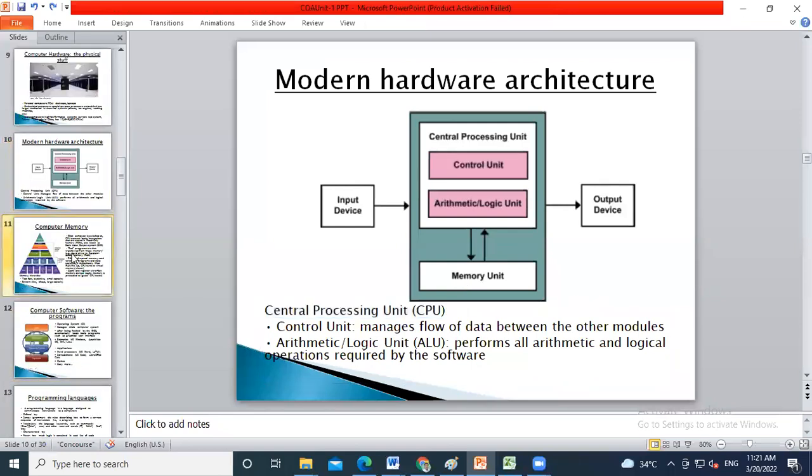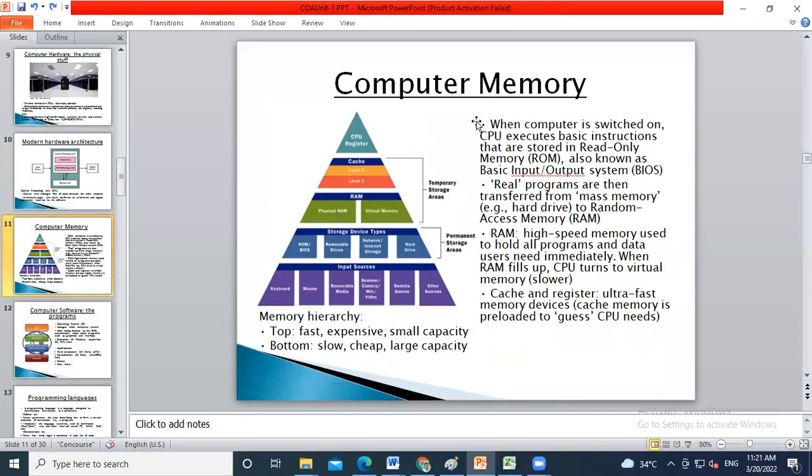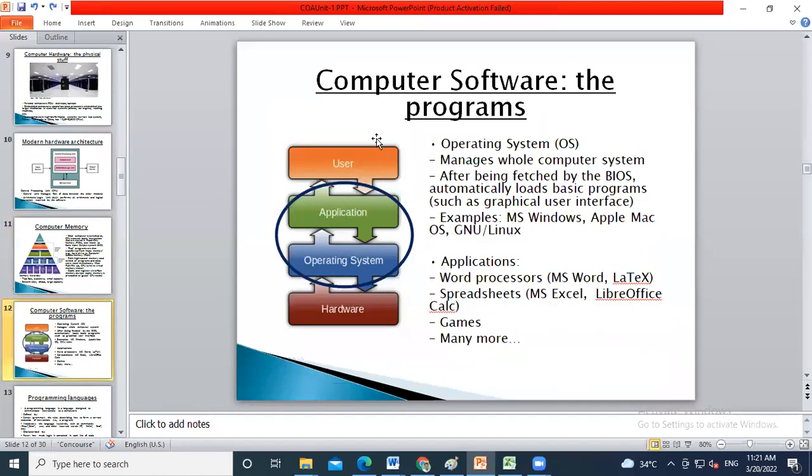So after that, how the memory is going to be manipulated, the computer memory is categorized into different regions. That one also we saw in the last lecture. And computer software, how we are using application software and system software. System software is nothing but operating system. Application software are your Excel sheet, LaTeX, MS Word, calculator, all those things you are using. The entire documentation and explanations were also given to you in the last lecture.